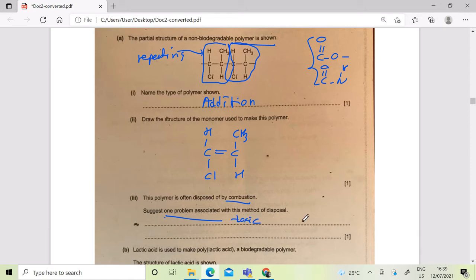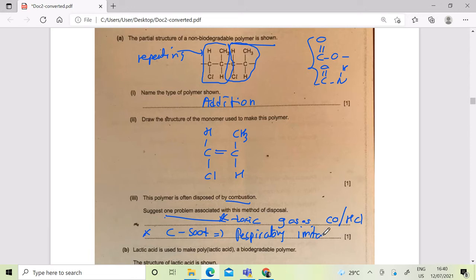It releases toxic gases, such as carbon monoxide. As you have the chlorine, it can be hydrogen chloride gas as well. So one problem is toxic gases of carbon monoxide, HCl. That is enough for the 1 mark. Even if you write carbon soot, for example, in addition to carbon monoxide and HCl, that also creates pulmonary irritants or respiratory problems. So the respiratory tract issues, or you can say irritants.